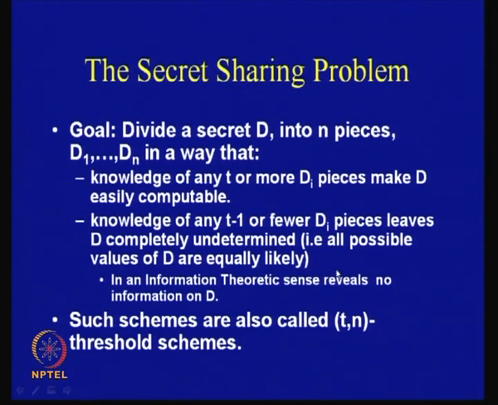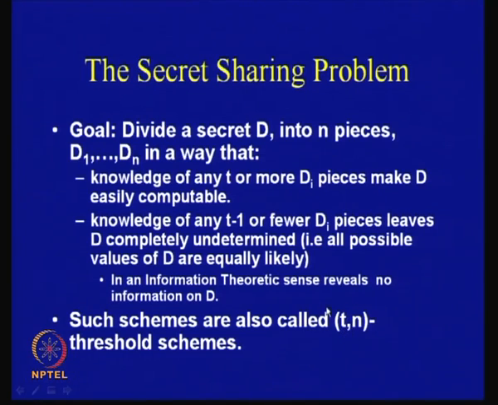Now, when we say that all possible values of D are equally likely, we are saying that in an information theoretic sense. That means it reveals no information on D. These kinds of schemes are commonly referred to as (t, n) threshold schemes. That means if t players out of these n players combine, they are able to deduce the secret, but if there are t minus 1 or fewer players or shares, that does not reveal any information about the secret which is being shared.